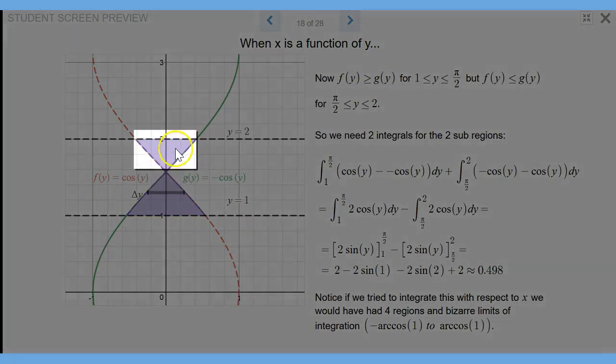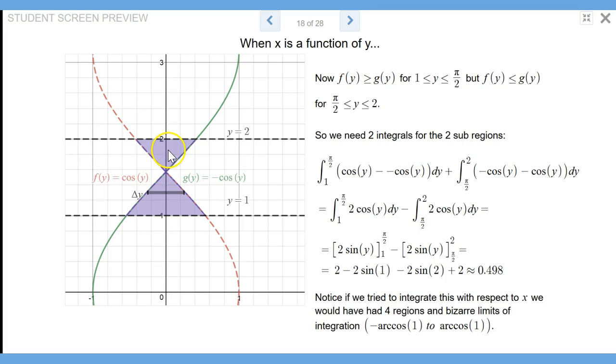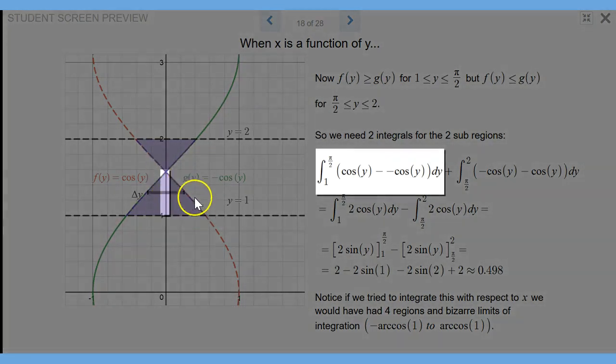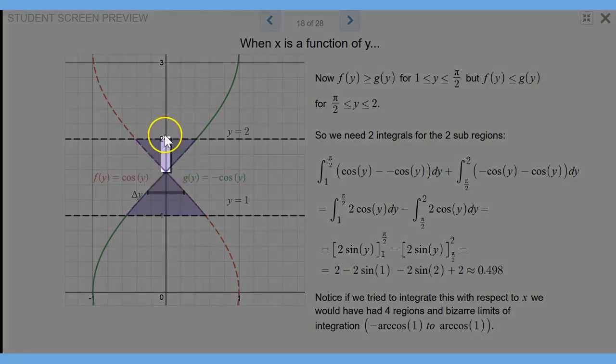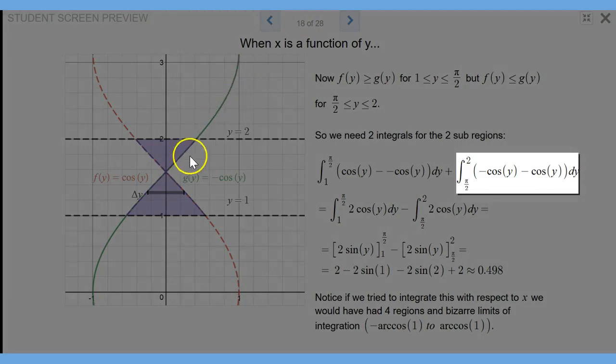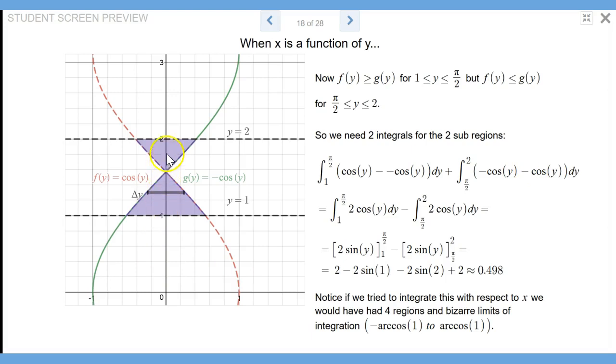Now if I expand this region so that it's above that intersection point between f and g, I would again need two regions, just like I've seen before. I would integrate with respect to y again, but this time I would go from 1 to pi over 2 with the integrand being f minus g, because f is always to the right of g. Then for this region, I would integrate from pi over 2 to 2, but in this case, g of y is to the right of f of y, so I'm subtracting in the reverse order. And again, I find each individual definite integral and sum them.